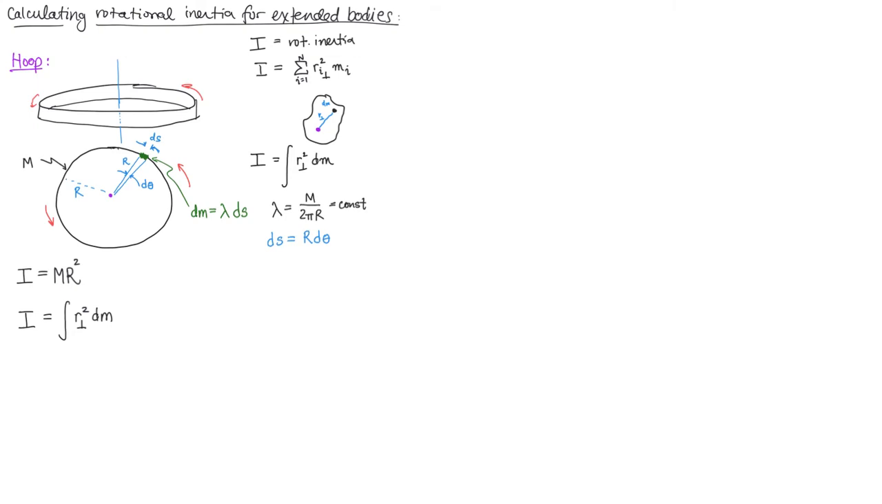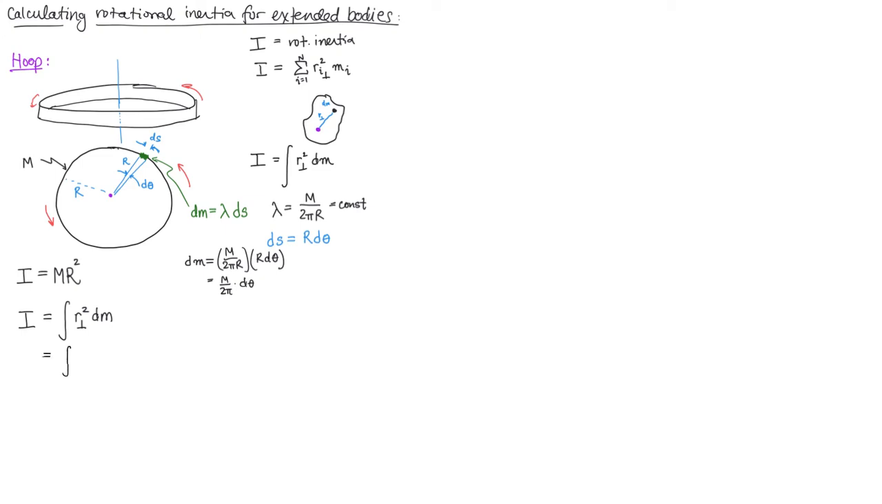So when all is said and done, we can express dm in terms of these quantities, M and r and d theta. It's lambda ds. Lambda is M over 2 pi r, and ds is r d theta. So our dm is then M over 2 pi times d theta. Simple as that. Okay, so we can now bring that over to our integral.